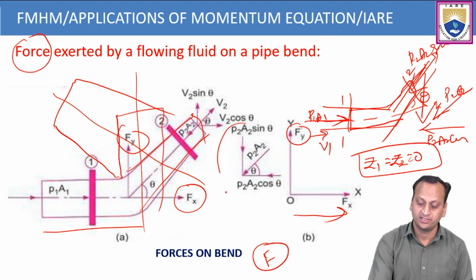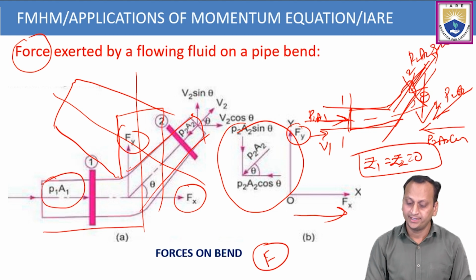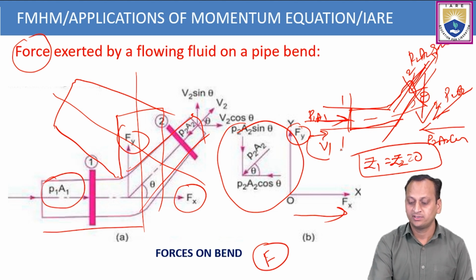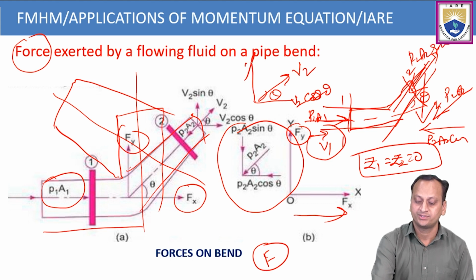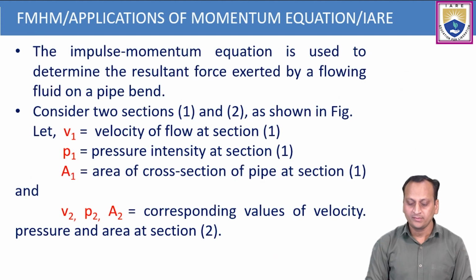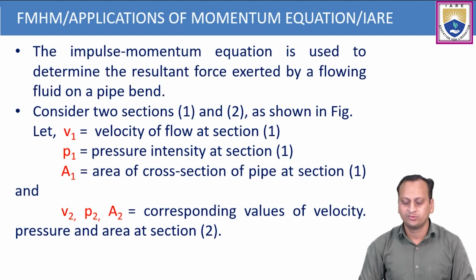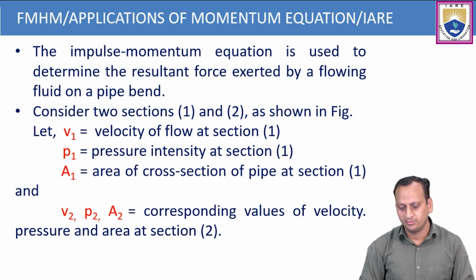These are the pressure forces acting at section 2 and the pressure force acting at section 1. The velocity at inlet is V1, and the velocity at outlet is V2, moving at an angle theta. Therefore the horizontal component is V2 cos theta and the vertical component becomes V2 sin theta. Now we are going to apply the impulse momentum equation on a pipe bend, on a control volume, in order to calculate the reaction forces and other parameters.